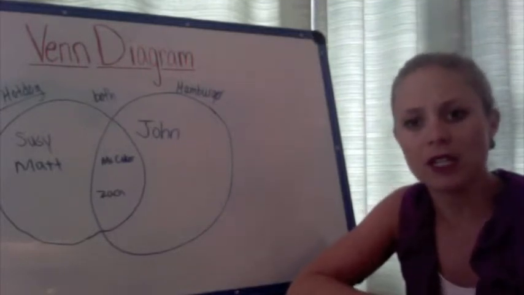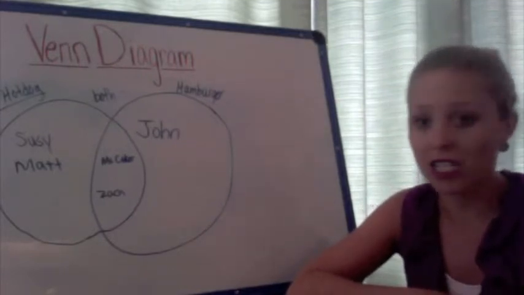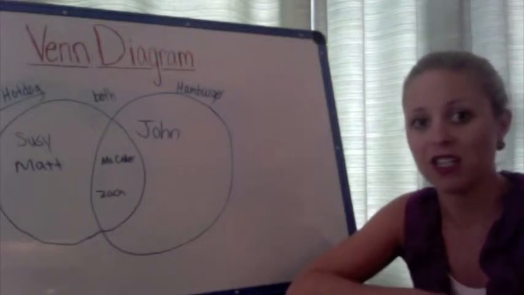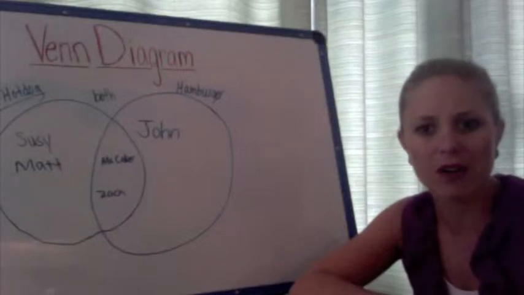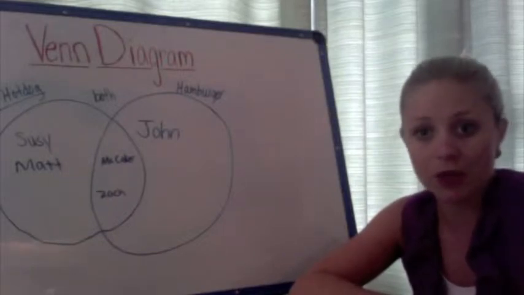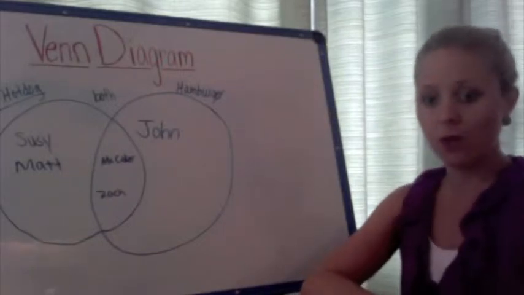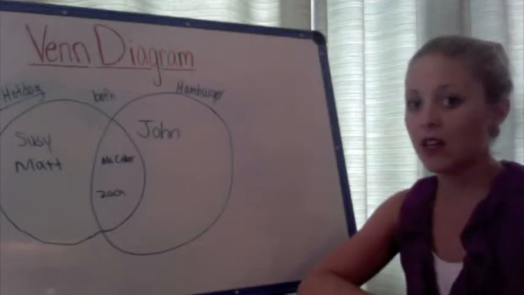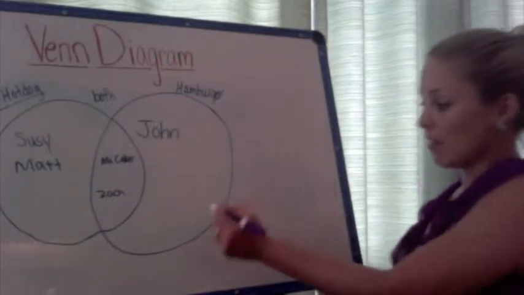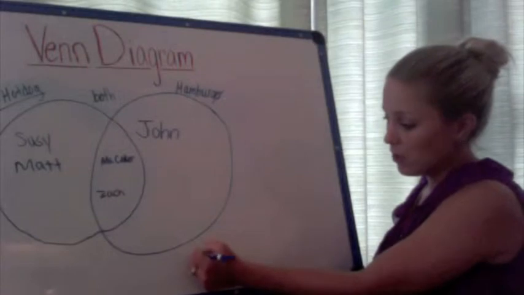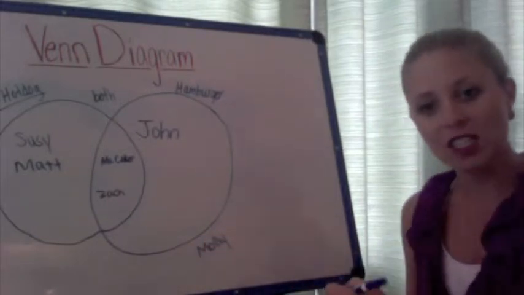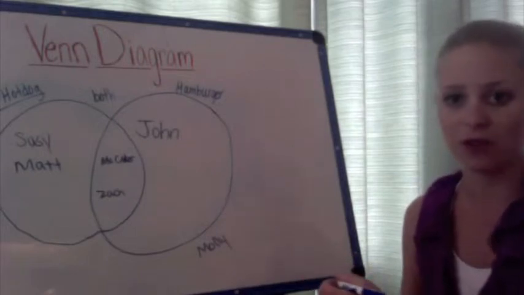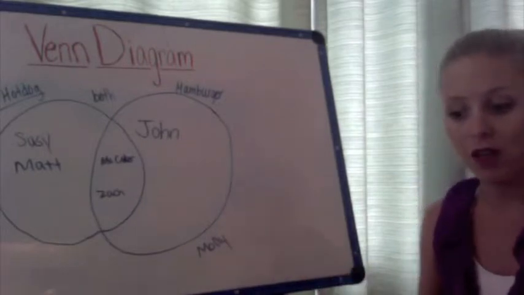But I have a question. Molly said she doesn't like hot dogs or hamburgers. She doesn't like either of them. What would we do with her name? We've got to include her because we don't want to leave anyone out. We want all of our friends to be included. So what you do is you add their name down here. So we'll put Molly over here. She doesn't eat either, so she doesn't have to go in the circles, which is okay too. All right?